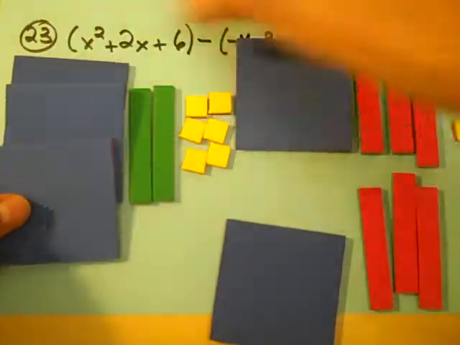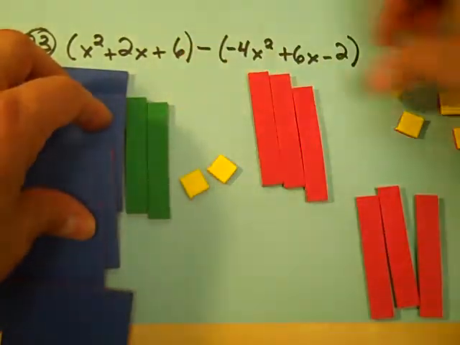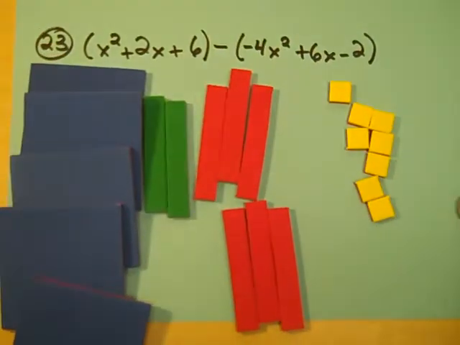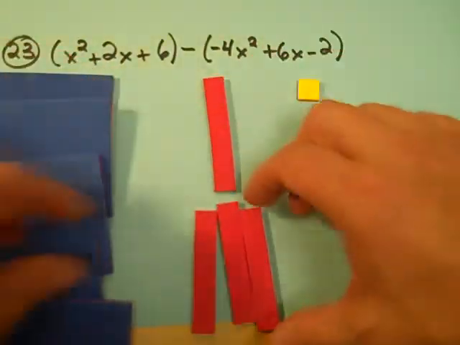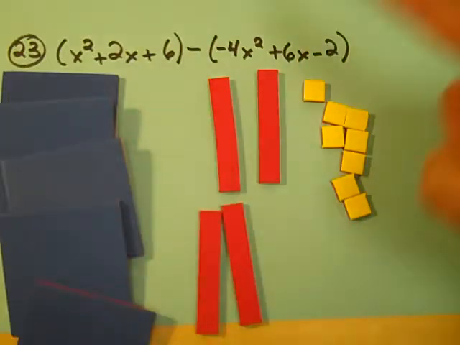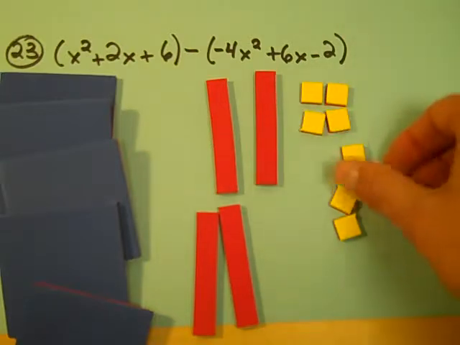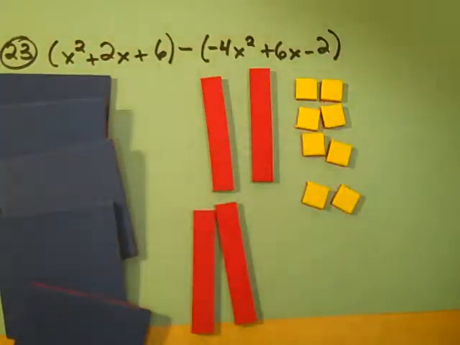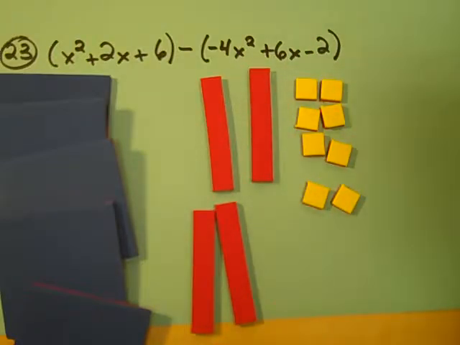I can put all my x squareds together. I can put all my whole numbers together. And I can put all my x's together and do any canceling out as necessary. I believe there is some canceling out potential. I've got an opposite here, these go. I've got opposites here, these go. And so what I'm left with is 1, 2, 3, 4, 5: a 5x squared minus 4x, and 2, 4, 6, and 8, plus 8. So 5x squared minus 4x plus 8 should be my final answer there.